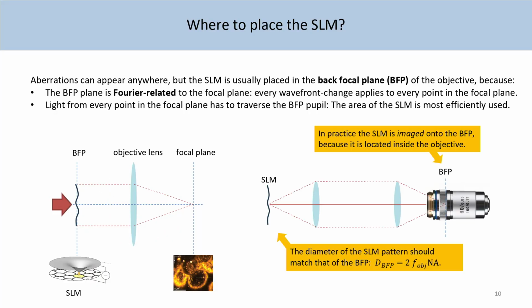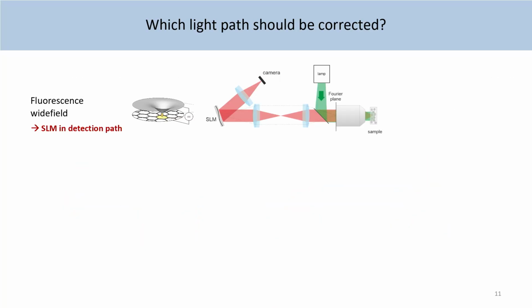Well, the Fourier plane for most objectives is inside the objective barrel. Of course, we can't put any bulky device there. So typically, you then just use a Kepler telescope to image your SLM onto that plane. And you have to make sure that you also match the right magnification such that your deformable mirror aperture matches the pupil size, which is 2 times f times NA of your objective lens.